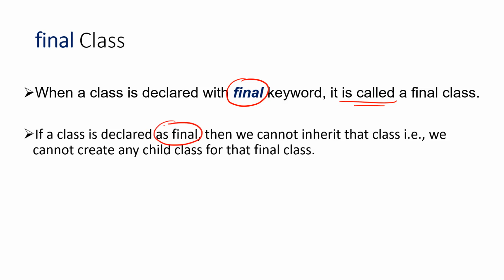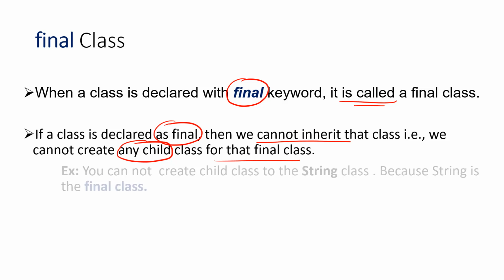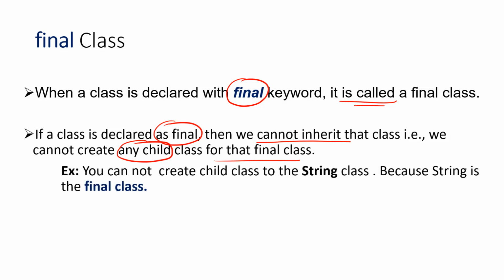Suppose you take an example, the String class. String is a final class. For String, we cannot create any child classes. String class is not participating in the inheritance concept, so we cannot create any child class for the String class because String is a final class.